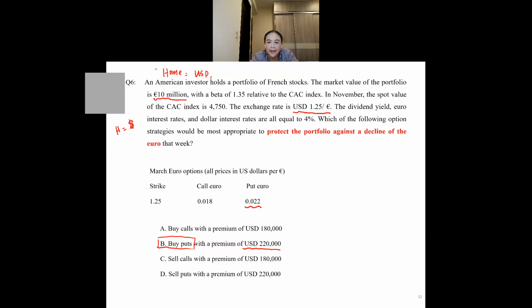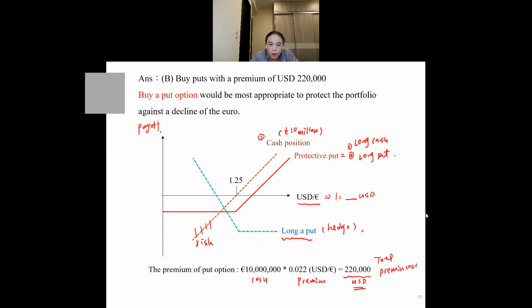Which of the following option strategies would be most appropriate to protect the portfolio against a decline of the euro? Remember, first of all, let's try to draw the diagram. You have the cash position, which is 10 million euro. Our risk is when the euro goes down against the US dollar, because then when you translate back to US dollar, you will lose money. In order to protect against this risk, you should long put options.